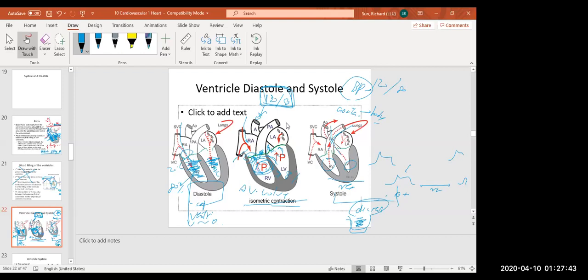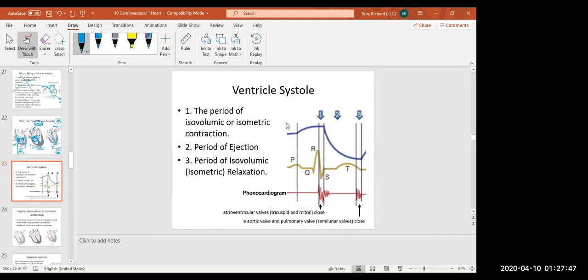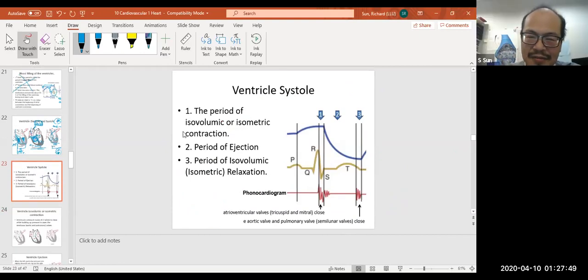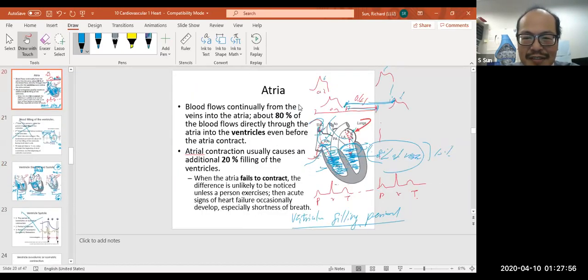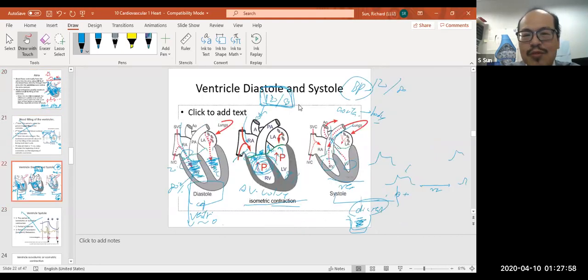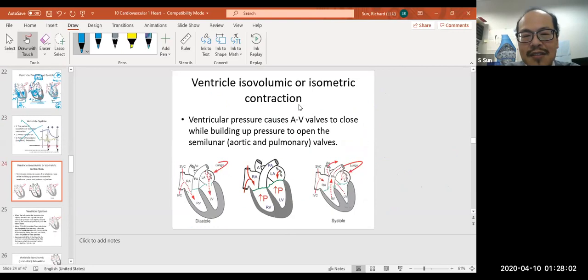Okay, good. All right. So don't worry about this one here, because I think these two figures are good enough to describe this. I think this one is also a repeat.